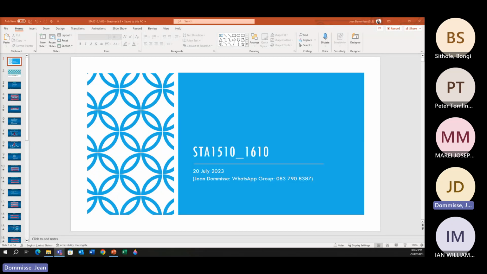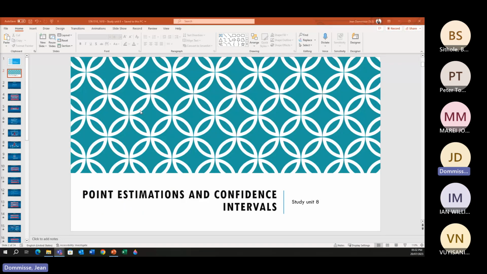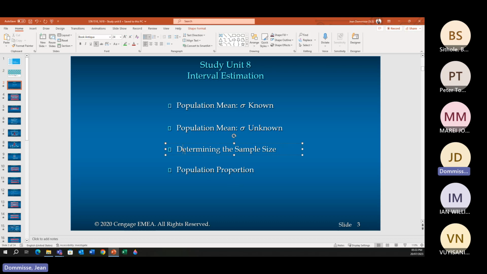Tonight, we're starting with chapter 8. We're starting to look at confidence intervals. You basically need to do 3 things with confidence intervals, and you will probably get these 3 as 3 questions in the exam as well.